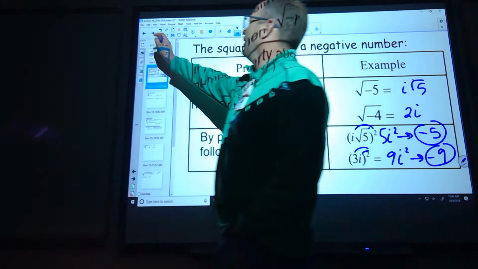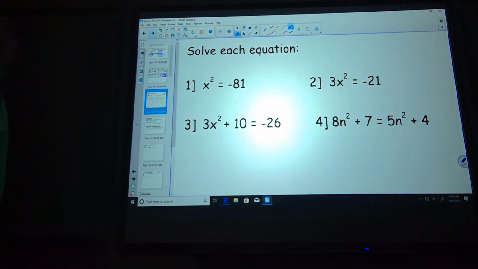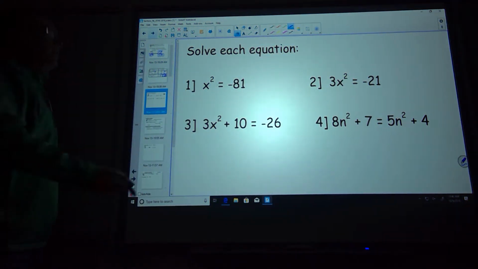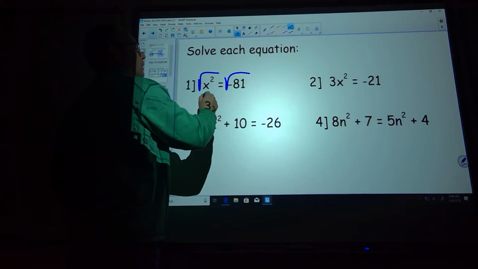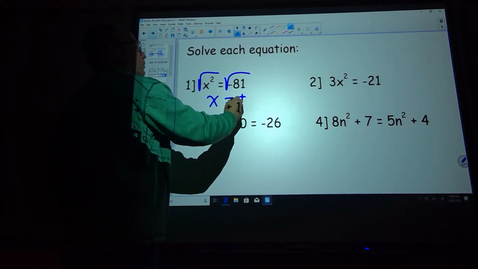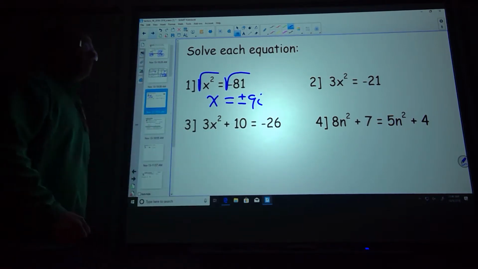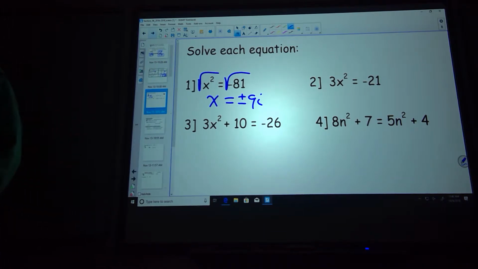All right, so here we go. See if you can pick up on this. It's 9-9. Real close. I root 9. What are the states? Plus or minus 9i.